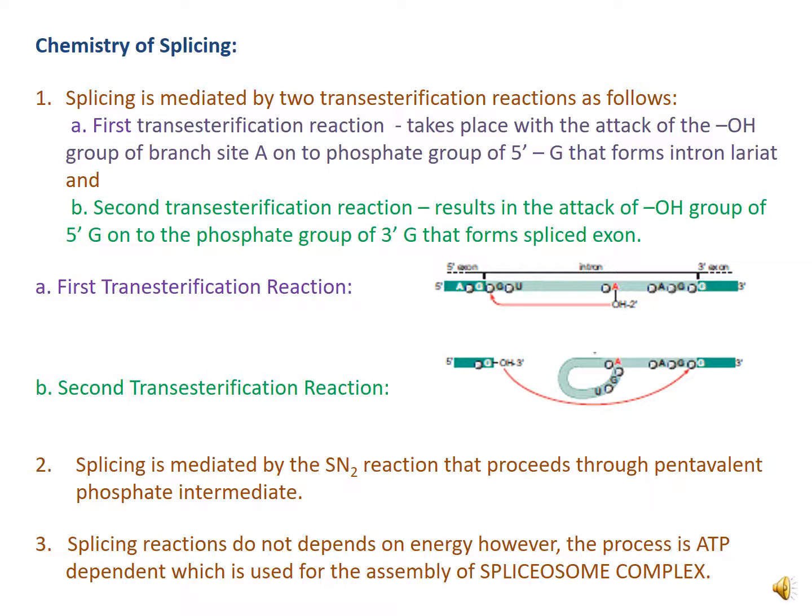So the splicing mechanism is basically nothing but an SN2 type of nucleophilic substitution reaction that is mediated through a very unstable pentavalent state of the phosphate of adenine. This is an unstable and transient form of the intermediate product in the lariat structure. The splicing mechanism itself does not require energy. However, the splicing process is ATP dependent, as ATP is used for the assembly of the spliceosome complex.